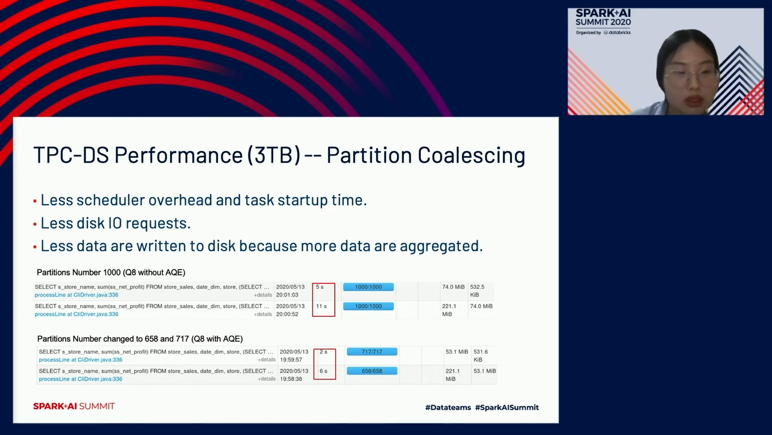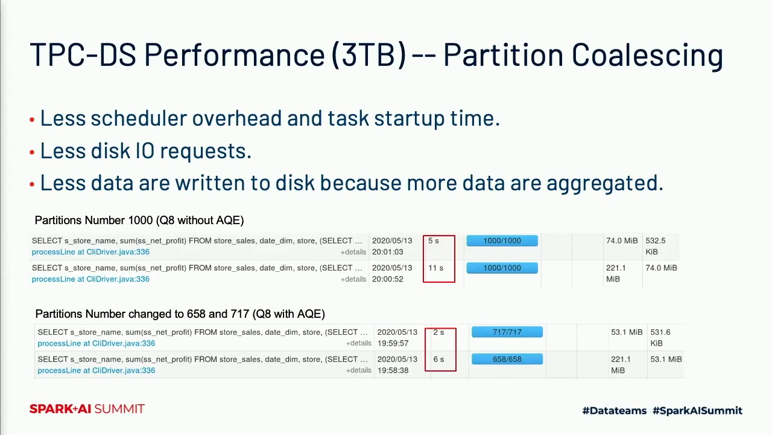And when we analyze the queries in more detail, we can see why we get the performance improvement. The first one is dynamically coalescing shuffle partitions. And we pick query 8 to show the performance improvement. Initially, we set a large partition number of 1,000. In this query, we can see that we have 2 stages. The data size is not very large, and the execution time is 5 seconds and 11 seconds respectively.